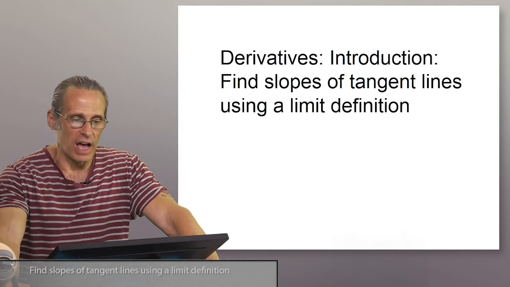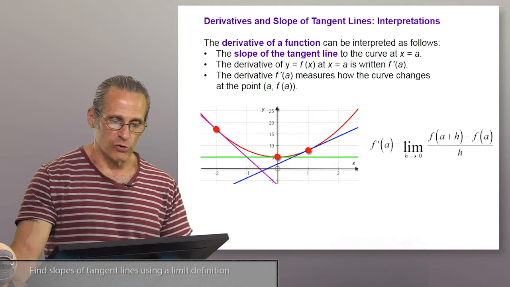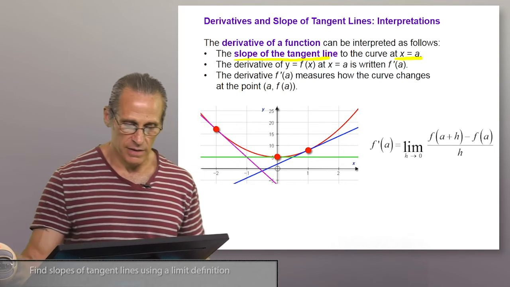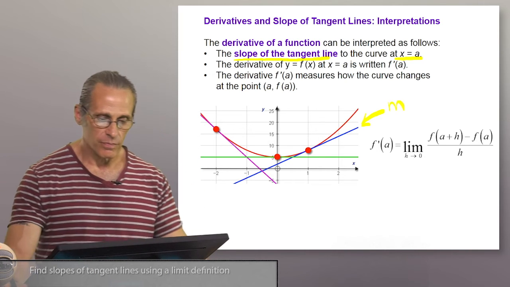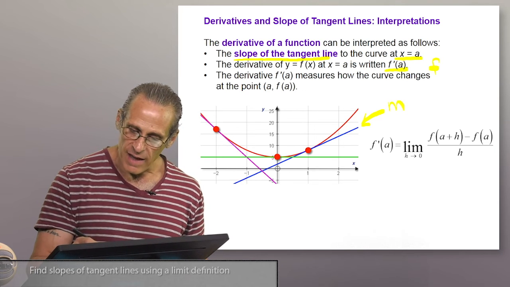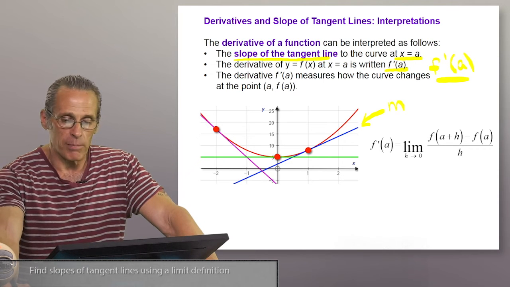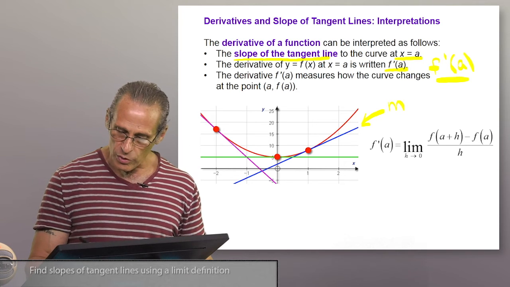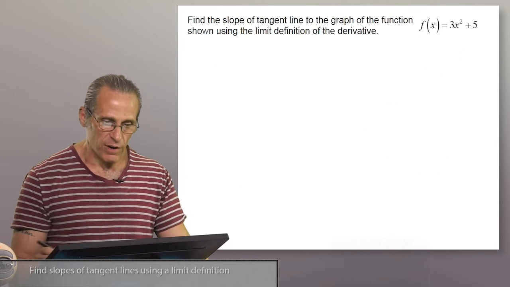Find slopes of tangent lines using a limit definition. The derivative of a function could be interpreted as follows. It could be considered the slope of the tangent line to the curve at a. So for any of these tangent lines, we'd just figure out the slope. The derivative is written at x equals a, so that we're writing f with a little tick mark of a. And it measures how the curve changes at that point. And the limit definition that you see in front of you here is what we'll use to find that slope at a. So let's go ahead and give you a function and do just that.